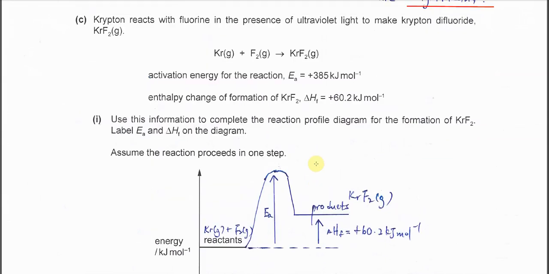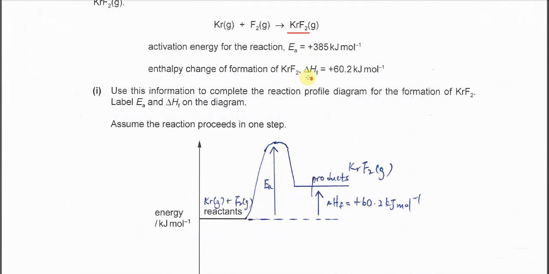Okay, part C. Krypton reacts with fluorine. Okay, to form krypton fluoride. The activation energy given is 385 kilojoule per mole. Enthalpy change is 60.2 kilojoule per mole. Use these 2 values to complete the reaction profile for the formation of this krypton fluoride.